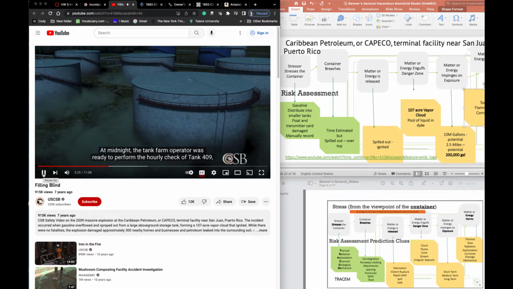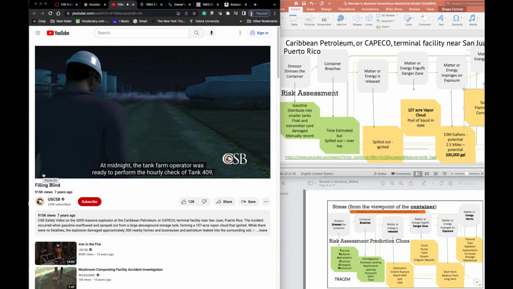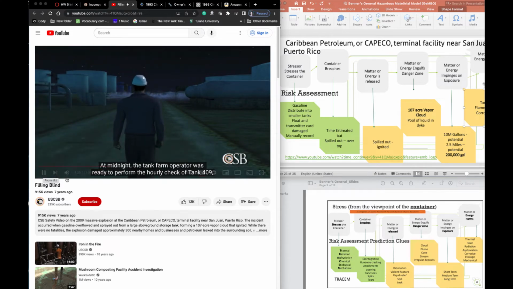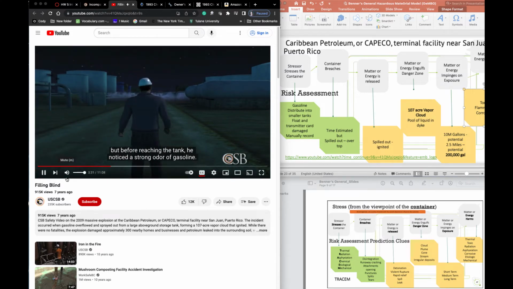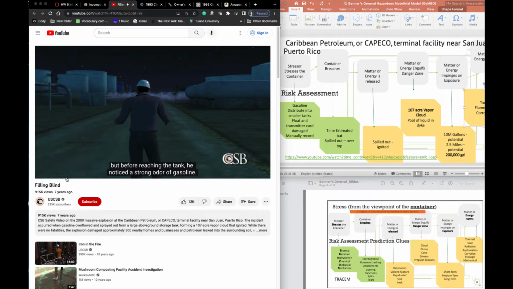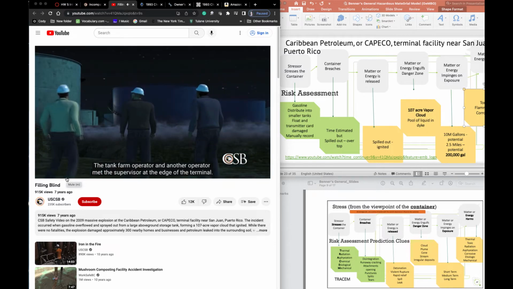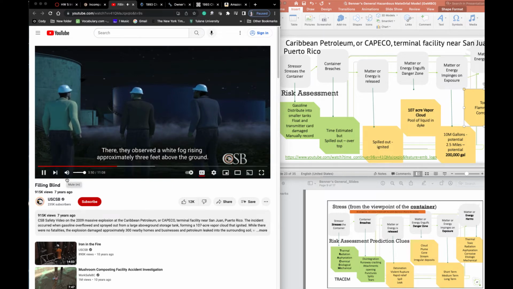At midnight, the tank farm operator was ready to perform the hourly check of tank 409. But before reaching the tank, he noticed a strong odor of gasoline. He alerted the dock operator to shut off the flow of gasoline to the tank. The tank farm operator and another operator met the supervisor at the edge of the terminal. There they observed a white fog rising approximately 3 feet above the ground.